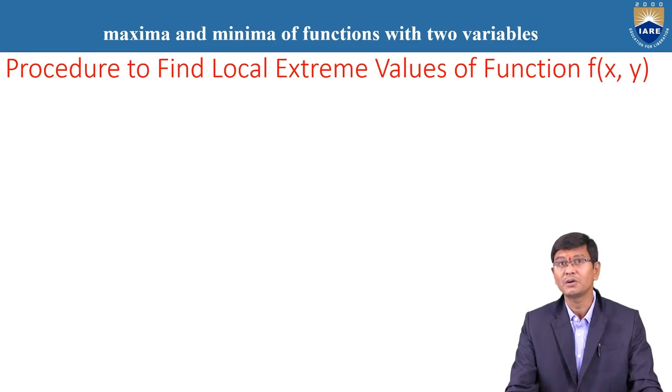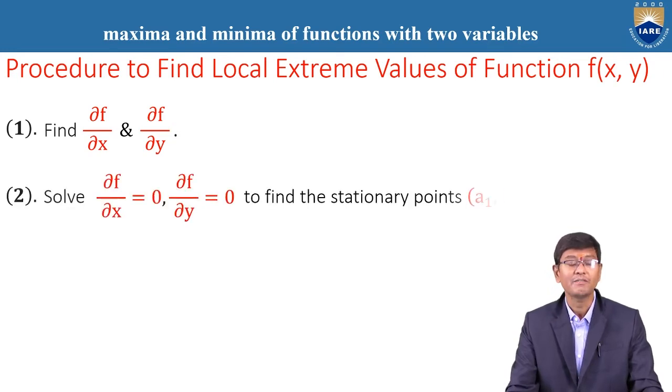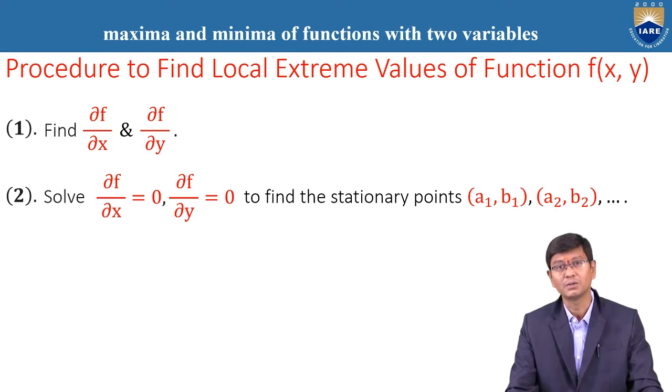And again, we need to find the procedure to find the locally extreme values of the function f of x, y. First of all, we need to find dou by dou x and also dou by dou y. The given function is treated as f, and with the help of f, you need to find the derivatives partially with respect to x and y. After getting dou f by dou x and dou f by dou y, we equate them to 0: dou f by dou x is equal to 0, dou f by dou y is equal to 0. By solving these two equations, we get some points.